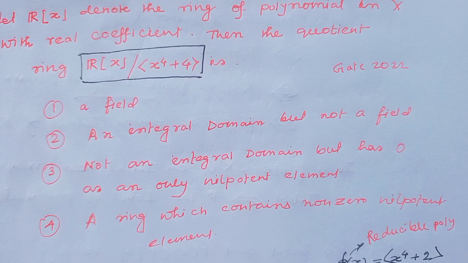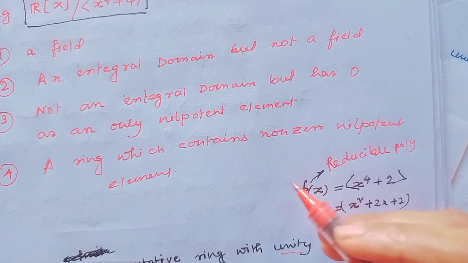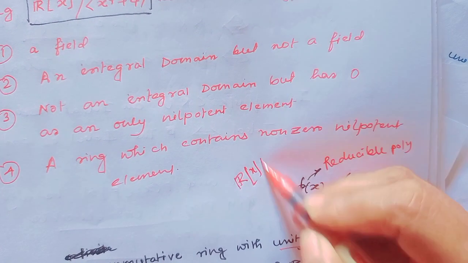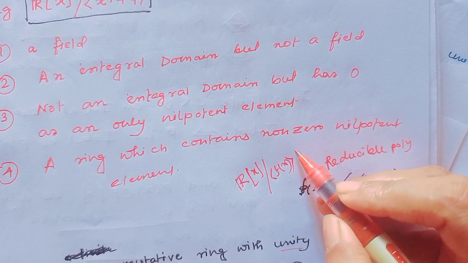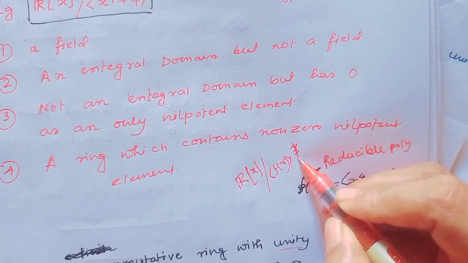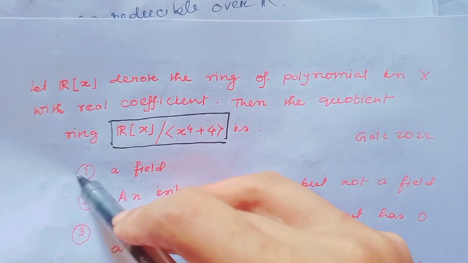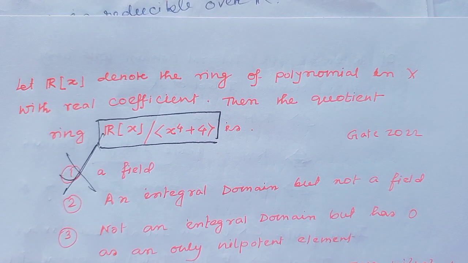Our original question. Since f(x) is reducible, R[x] modulo the ideal generated by f(x), since this is a reducible polynomial, cannot be isomorphic to a field. So option 1 is a wrong option.